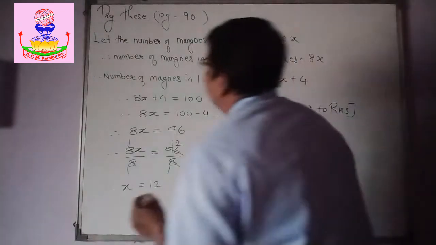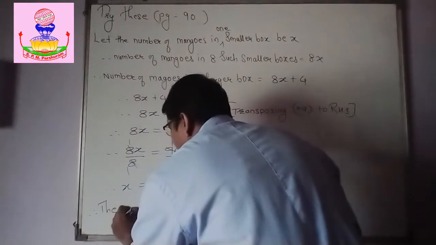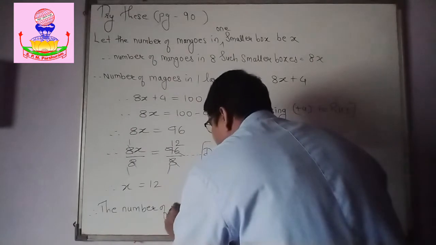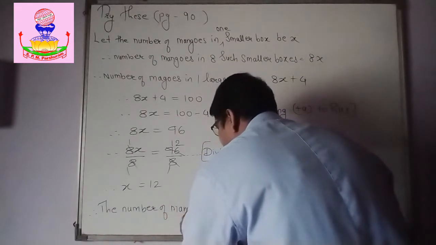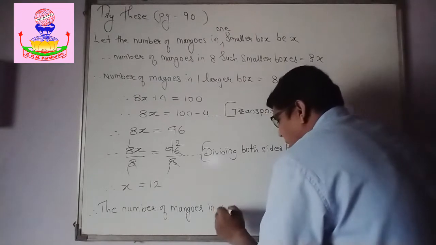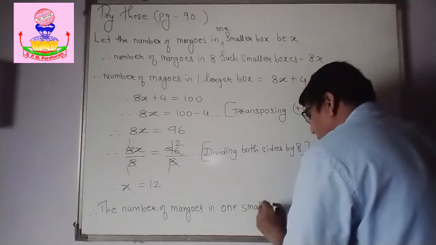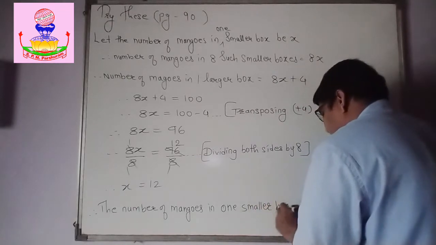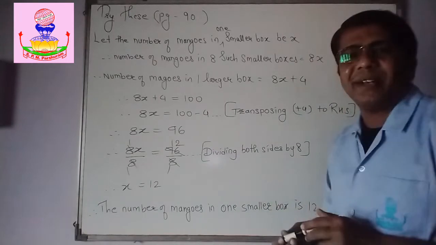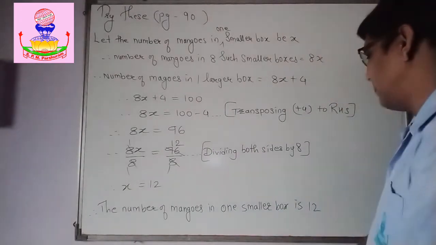Right? So number of mangoes. Therefore, what is the question asked? Therefore, the number of mangoes in one smaller box is 12, or there are 12 mangoes in one smaller box. Your statement can be in that way also.